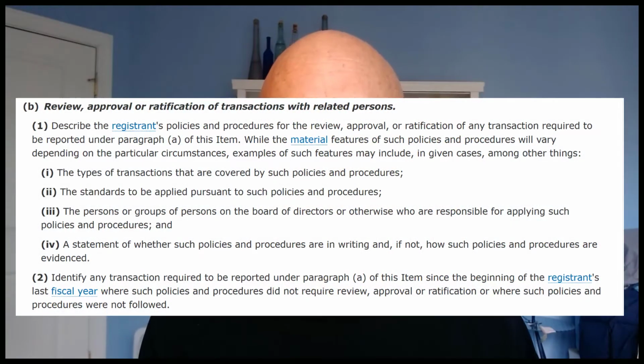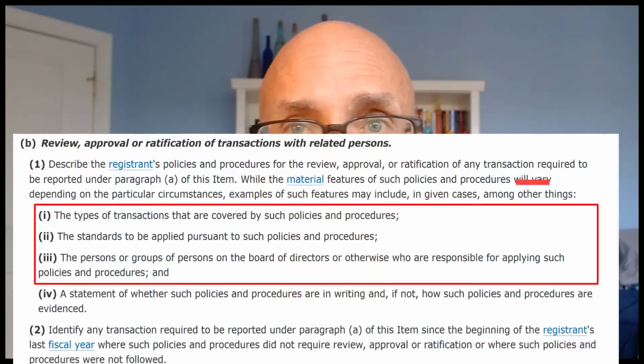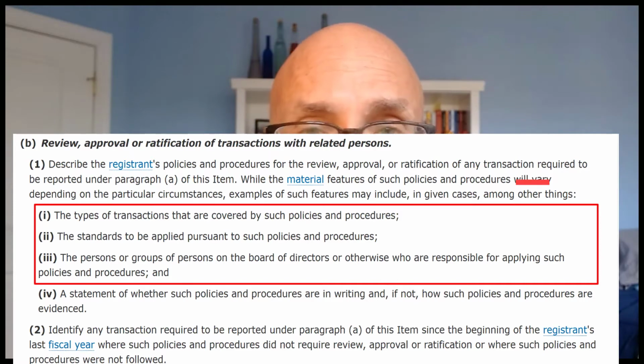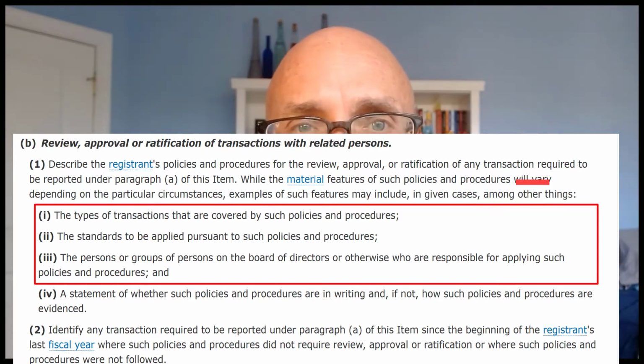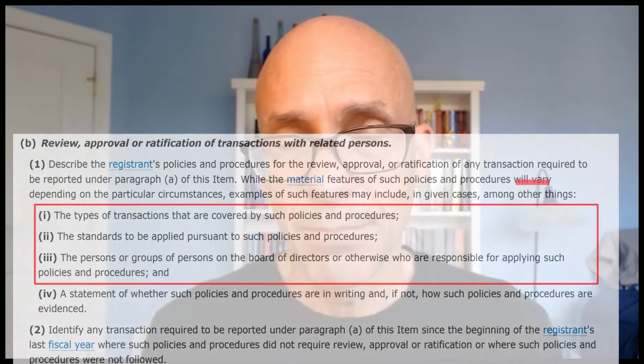404A. So Item 404B requires disclosure about the policies and procedures established by the company. Every company is going to have a related person transaction policy. While Item 404B1 actually mentions that the material features will vary depending on the particular circumstances for a company, and they do vary, there's actually three examples of what this might look like in Item 404B1.